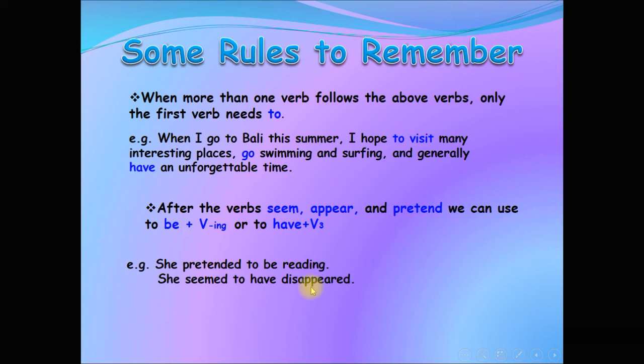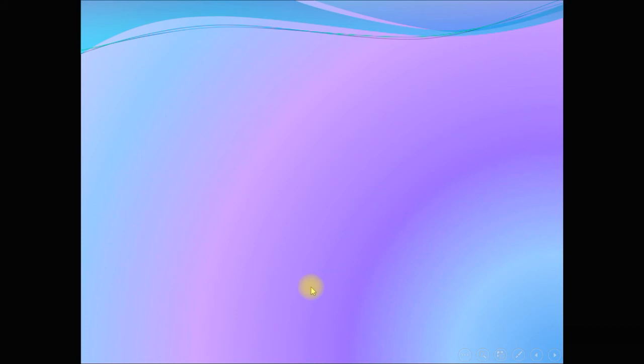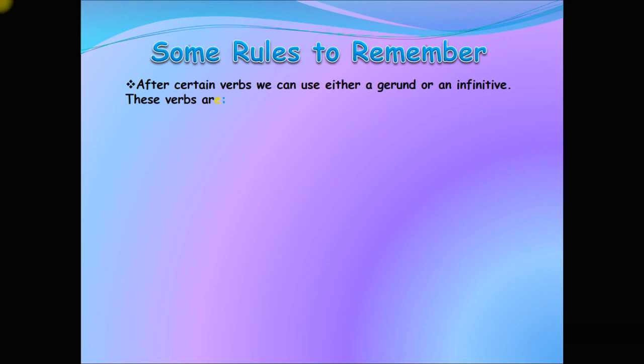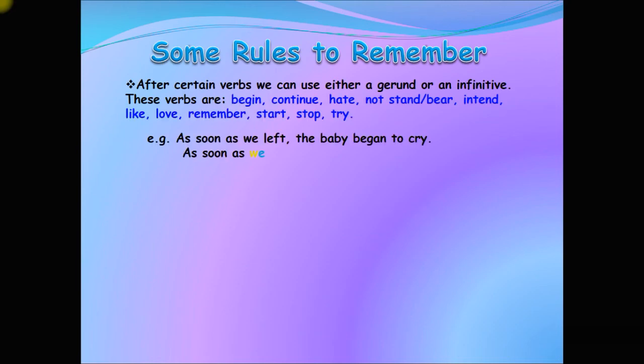Some rules also to remember: after certain verbs, we can use either a gerund or an infinitive. Verbs like begin, continue, hate, can't stand or bear, intend, love, remember, start, stop, and try can be followed by an infinitive and also a gerund. So you can say, as soon as we left, the baby began to cry, and as soon as we left, the baby began crying. There is a little difference in meaning between the use of the to-infinitive and the use of the gerund.